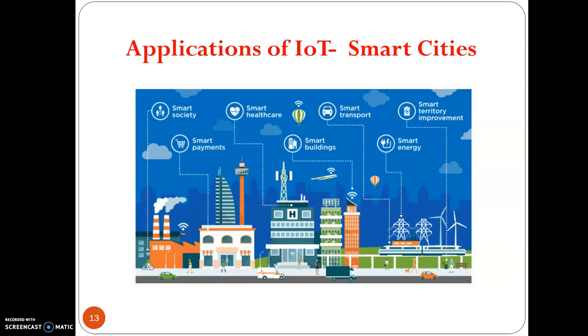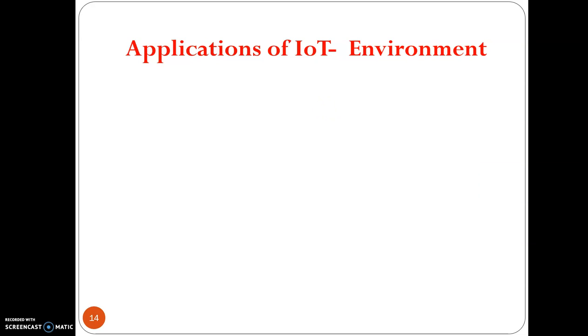Again, I may implement a smart lighting system in the park. That's how I am going to reduce the electricity cost required in a parking area. The same can be installed elsewhere. I may have a smart transport system and a smart energy system, which make my city a smart city.